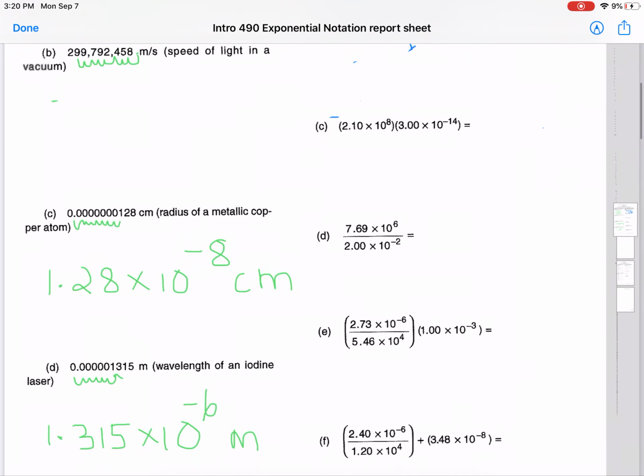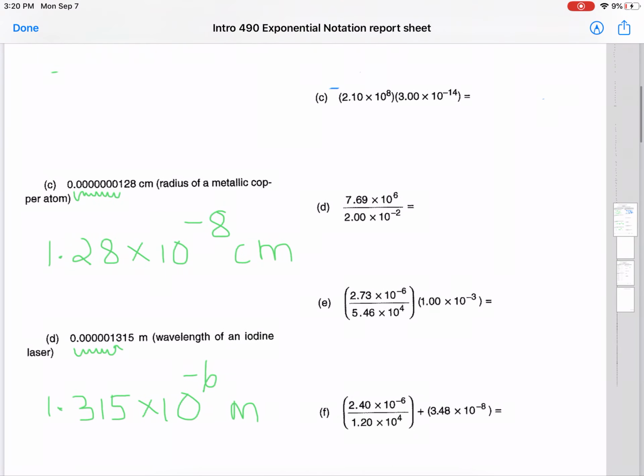Okay, so the next one is a multiplication: 2.10 into 10 to the power 8 times 3 into 10 to the negative 14. So you multiply 2.10 by 3.00, and when you multiply the exponents, you add them up. So how are we going to perform this calculation?